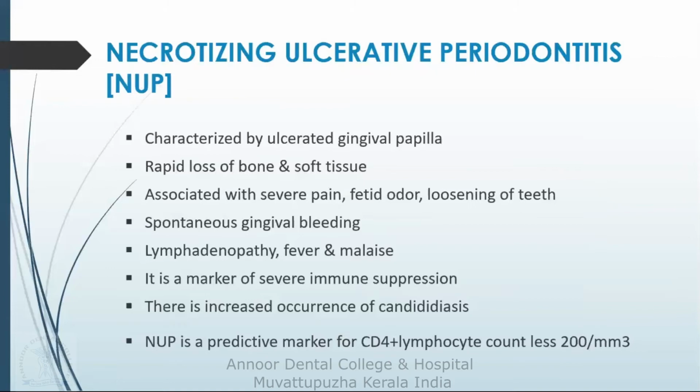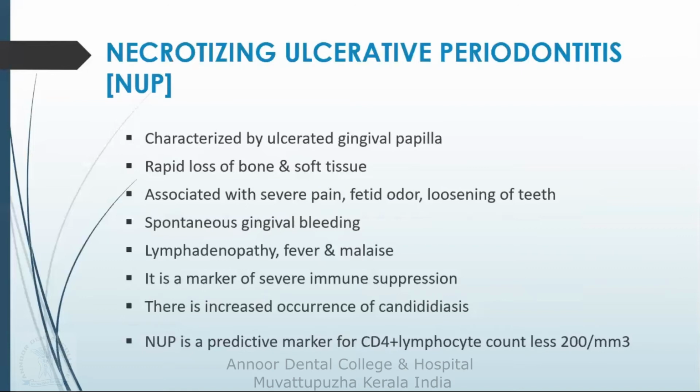Now, necrotizing ulcerative periodontitis. How is it characterized? Gingivitis can accelerate to periodontitis. This is characterized by ulcerated gingival papillae. There is rapid bone loss, so it's not like gingivitis. It has a rapid loss of bone and soft tissue associated with severe pain, fetid odor, loosening of teeth. There is spontaneous gingival bleeding accompanied by lymphadenopathy, fever, and malaise.